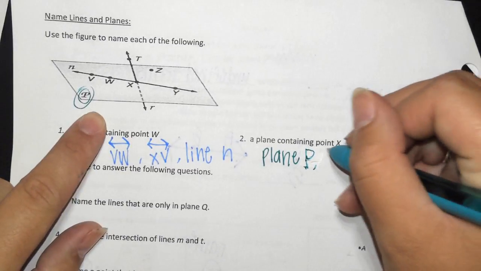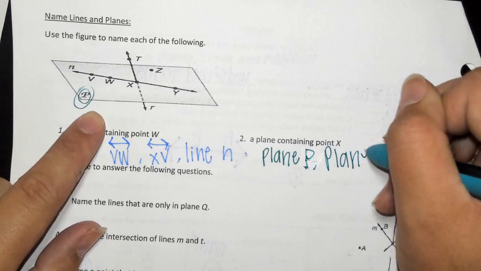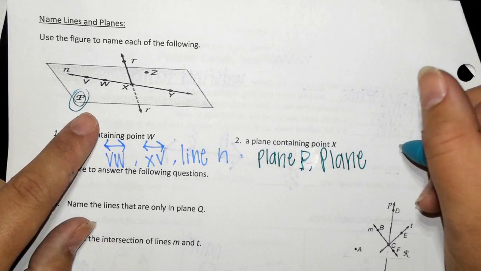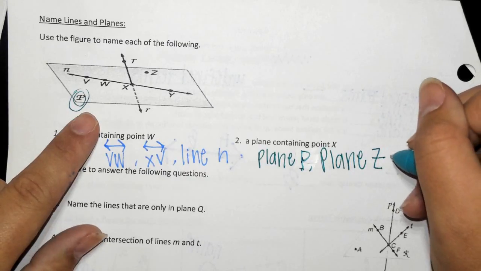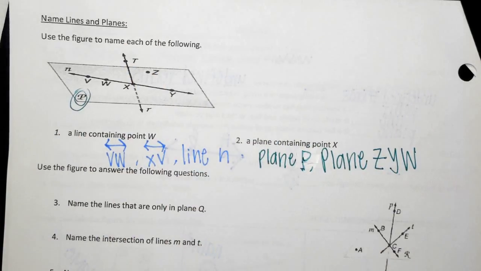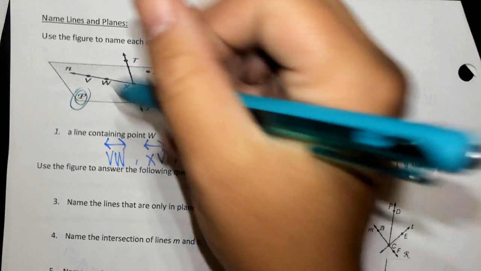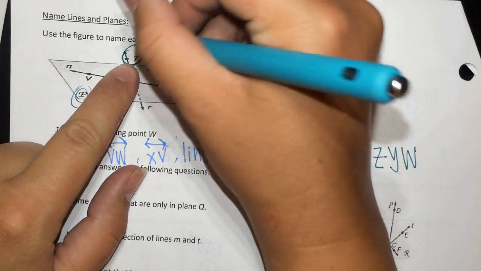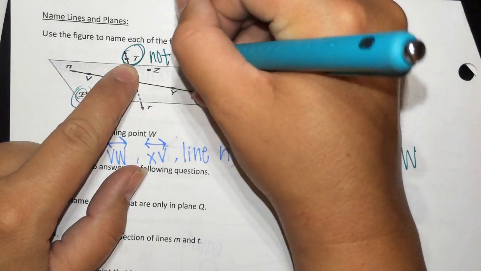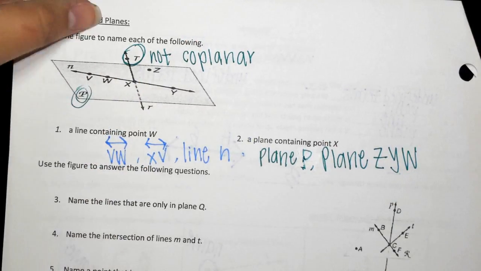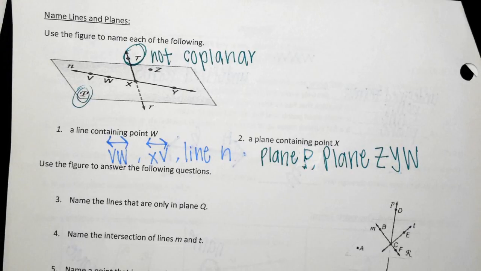Or I can use any 3 of those points. Casey, what 3 points? Z, Y, W. What's the only point I can't use? T, because it's not coplanar. So beside T, I want you to write not coplanar, because it's not on the plane. You see it? It's off the plane. Okay?